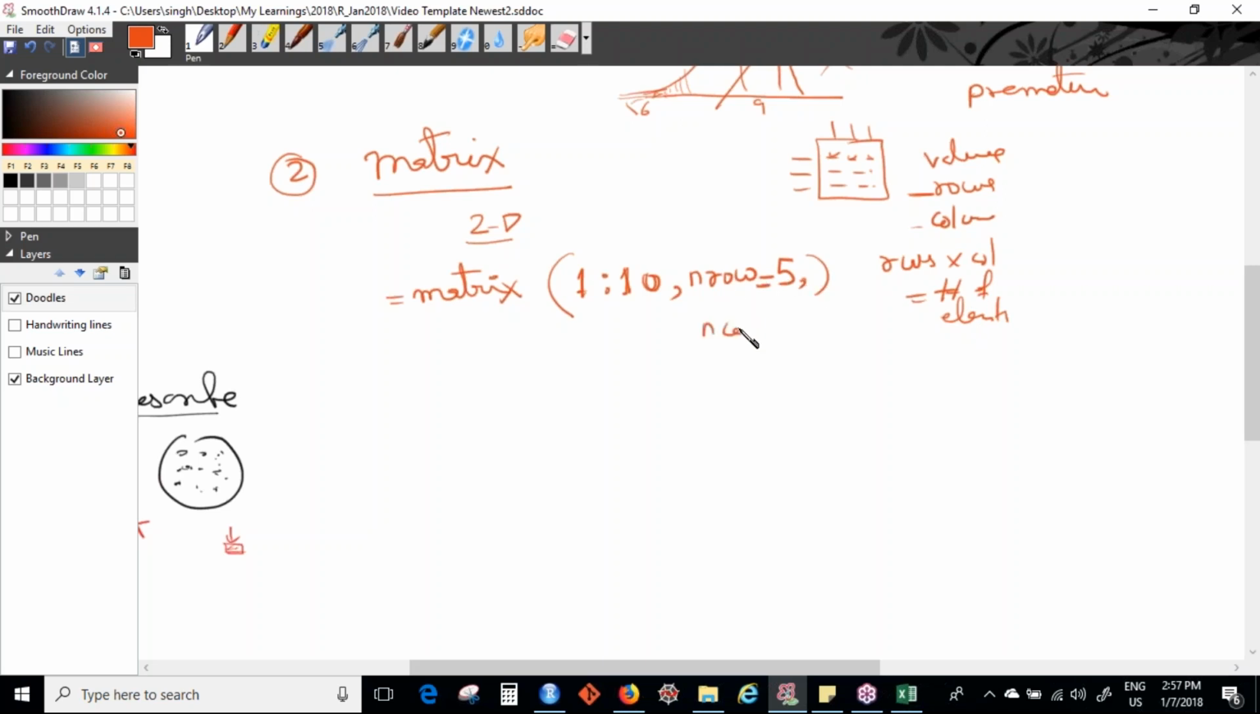You can give it if you want, you can give 2, but you can omit this also. This is optional. And if you give this, you will get a matrix: 1 2 3 4 5 6 7 8 9 10. This will be your matrix. Okay, let us do this in R quickly.